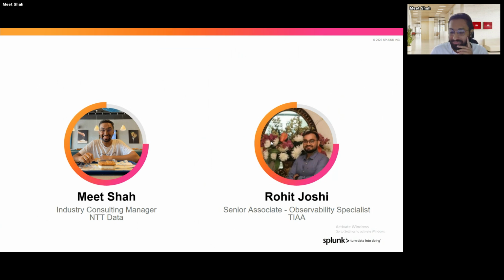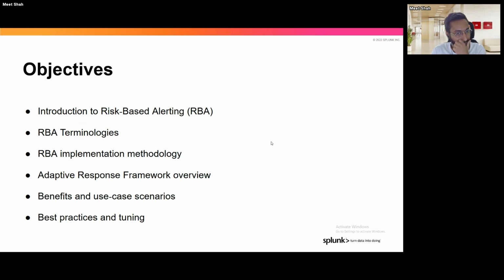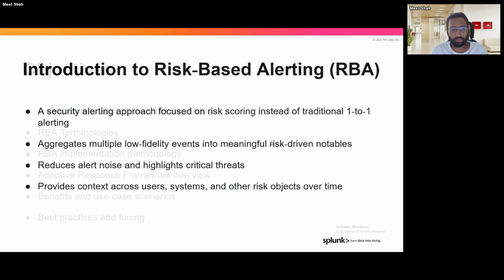Today's objectives are: we'll go through the basics of RBA, some of the terminologies, and implementation methodologies, if you're planning to have that available in your environment or for your customers. Then something around AR actions, or the adaptive response actions framework, benefits and use case scenarios of both, and best practices as we went through for the other frameworks as well.